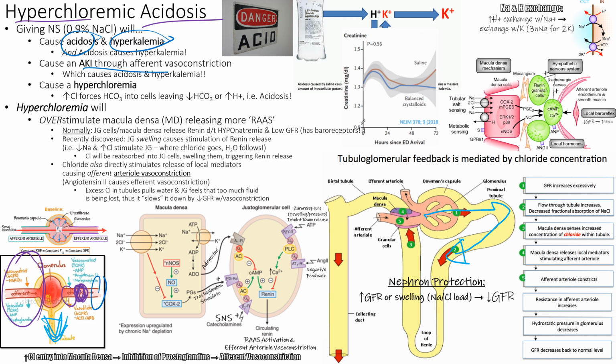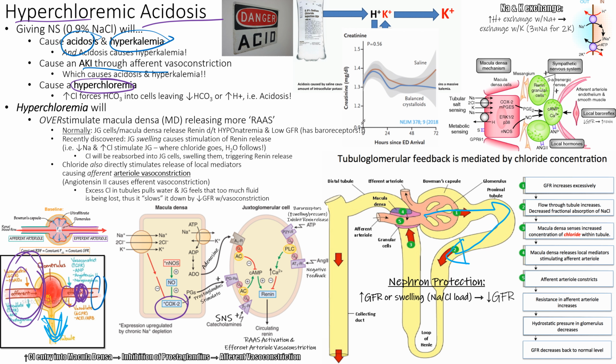All right, so it causes an AKI through afferent vasoconstriction. On the afferent, or arriving, arteriole, that vasoconstricts, and therefore there's less flow to my kidneys. And there's a lot of research nowadays showing that hyperchloremia has bad effects on the JG complex specifically. It inhibits this COX-2 enzyme, which makes prostaglandins. What do prostaglandins do? They vasodilate that afferent arteriole. So if we get rid of that, we have vasoconstriction. So chloride is kind of doing both.